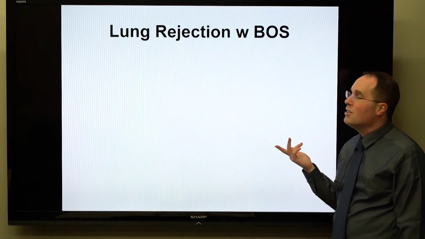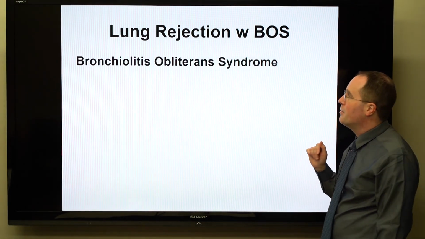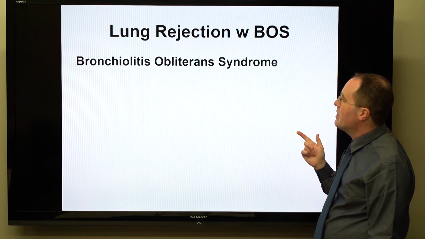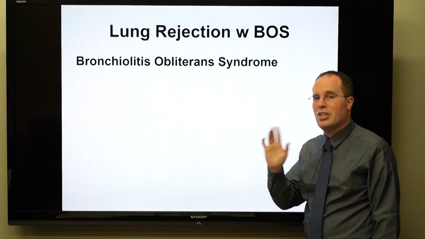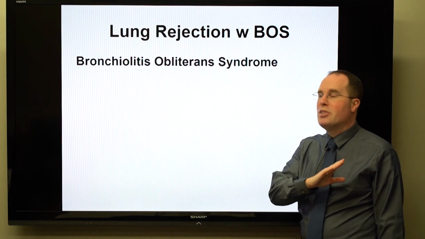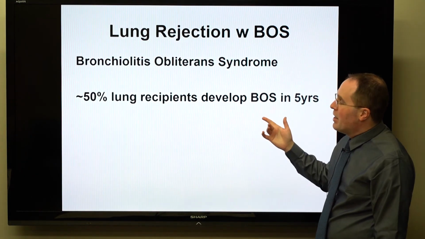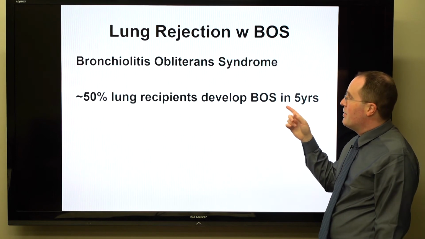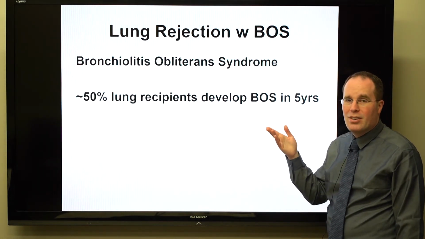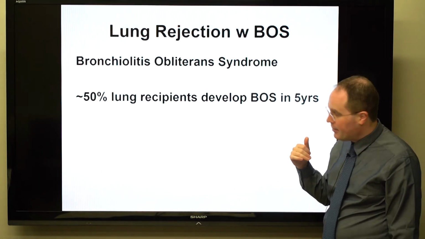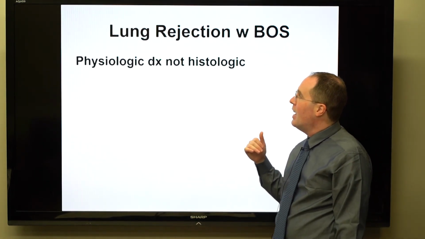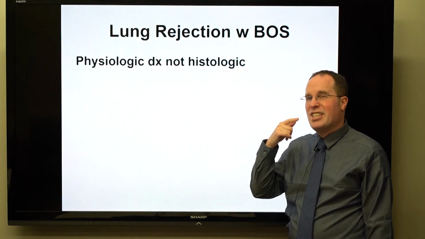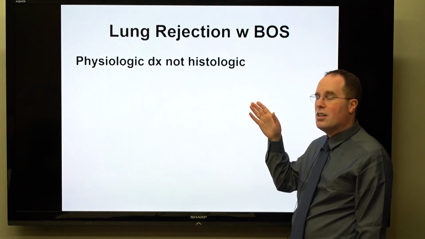And then finally, cellular lung rejection with bronchiolitis obliterans syndrome. So this is cellular rejection, not antibody-mediated rejection. And this is relatively common. About half of lung transplant recipients develop BOS within 5 years after the transplant. And keep in mind that this is a physiologic, not a histologic diagnosis.